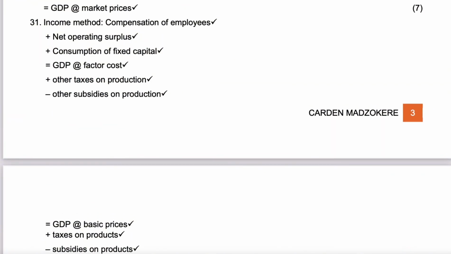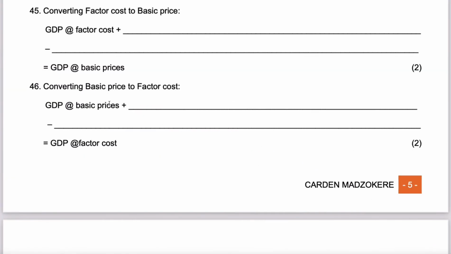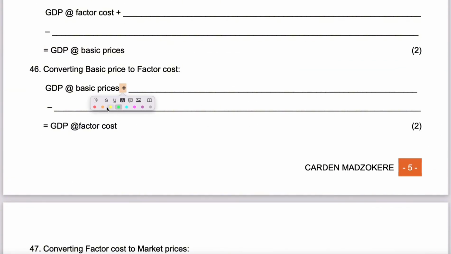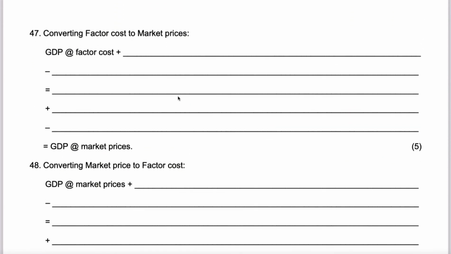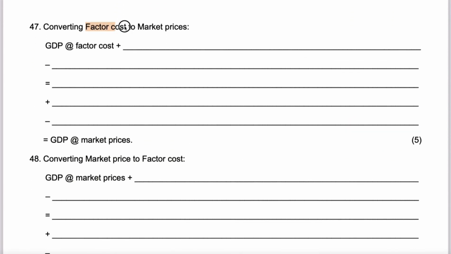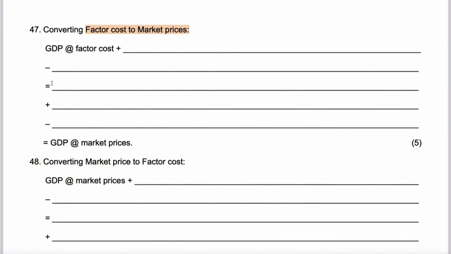So if you check here, I've already given you the sign. I started with addition. So what do we add? We add what we subtracted before. We subtracted subsidies, so now we add subsidies. Then here we subtract tax, because here we had added the tax for us to go from factor to basic. So now we're going back. Common sense. Then how do we convert from factor all the way to market? Well, we have to arrive at basic first.